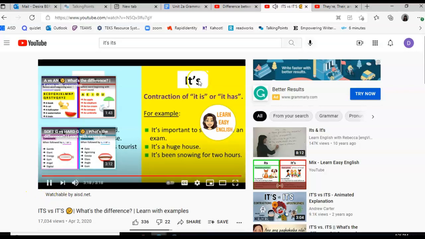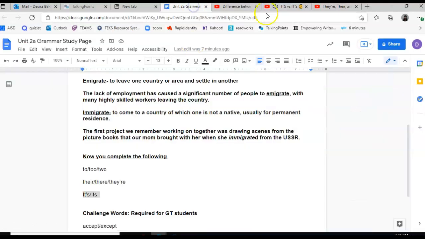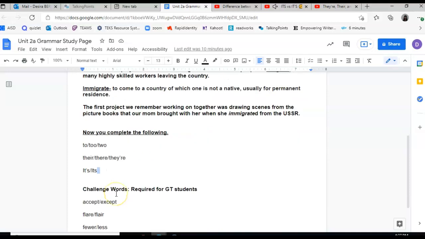All right, so now going back to the same study page. Oops, let me silence that. Okay, going back to the same study page. Now tell when or how to use each version of its and it's and use a sentence for each one. So at this point, you may be done.